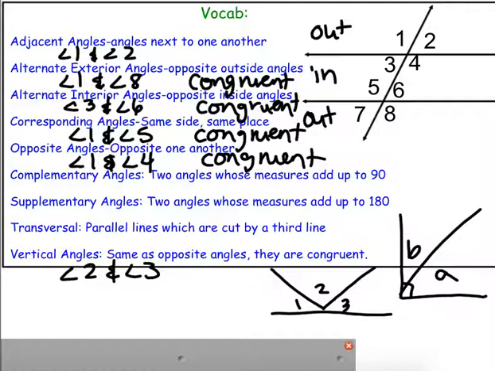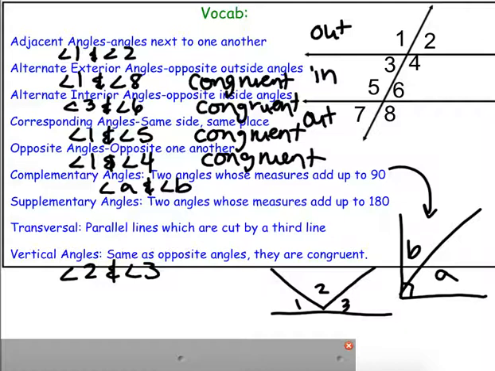Complementary angles are two angles whose measures add up to 90. So we're not looking at this transversal anymore. We are looking down here. And so we would say angle A and angle B add up to 90 degrees. They're not congruent necessarily. We just know that they add up to 90.